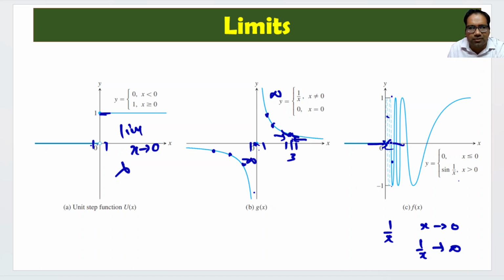Limit x tends to 0 is 0. But in this case, it is not approaching 0. It is fluctuating a lot. Okay, in this case, it is going up. One is going up, another is going in another direction. In this case, we don't know what exactly it is.